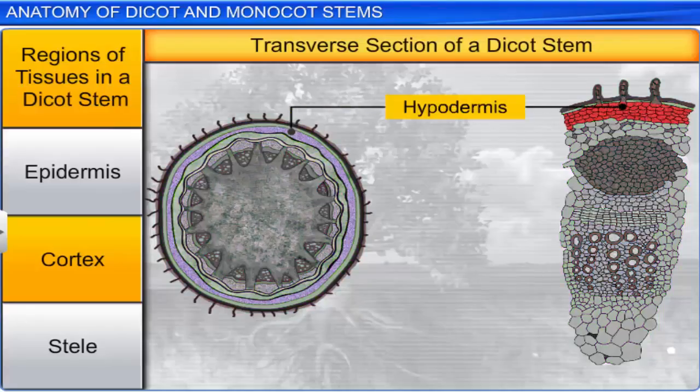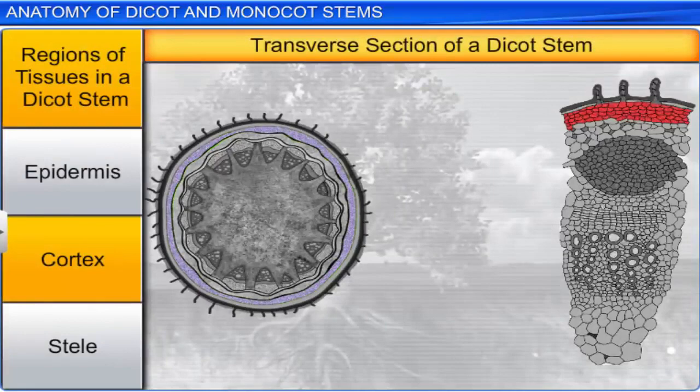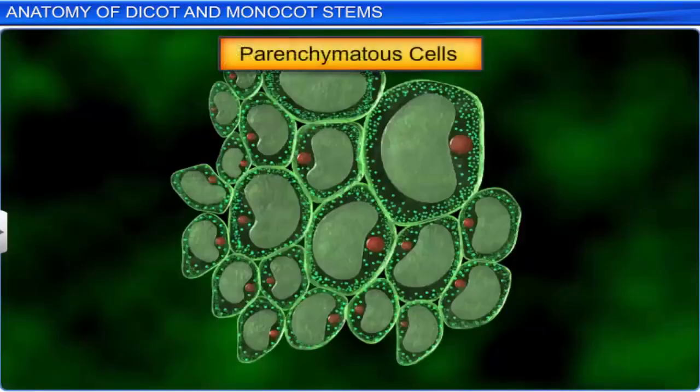The hypodermis is the outermost zone of the cortex, which consists of a few layers of parenchymatous cells. These cells strengthen the young stem of a plant. Below the hypodermis are cortical layers of round and thin-walled parenchymatous cells with intercellular spaces.